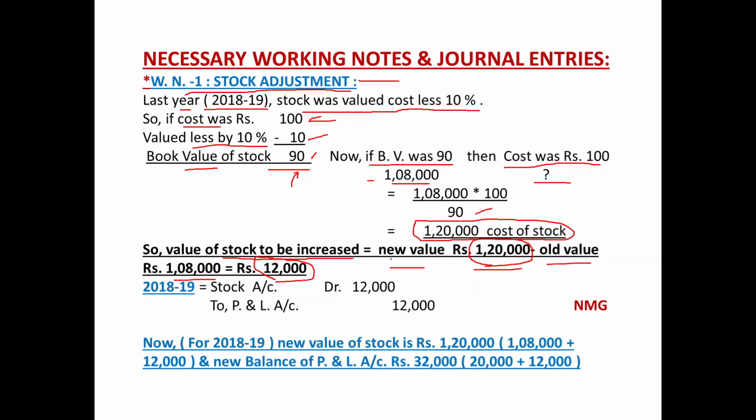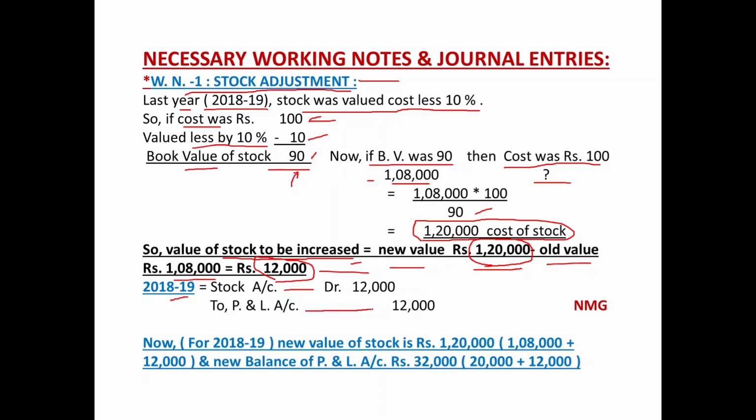So how much value of stock to be increased? It is rupees 12,000. Let us give an adjustment entry for the rectification. For last year, stock account debited rupees 12,000. If you increase the value of the closing stock of the last year, you know the cascading impact will be there, that the balance of profit will get increased.